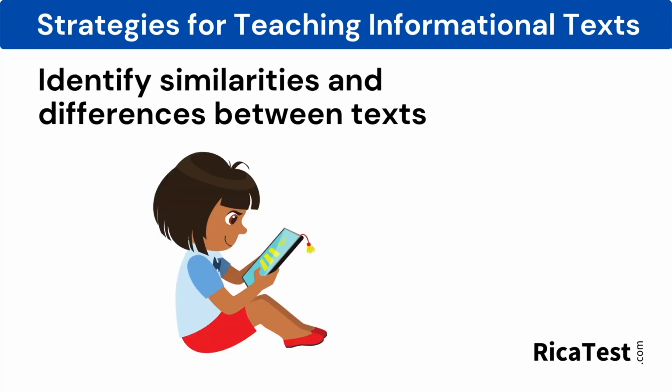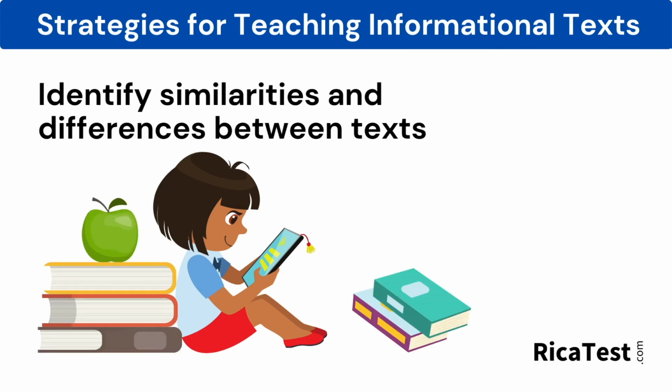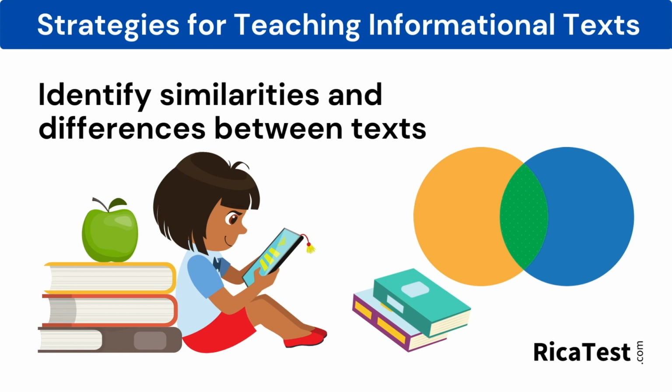The fourth strategy for teaching informational texts is to identify similarities and differences between two different texts. This is where students read 2 or more texts on the same topic and compare the information that they find. Teachers can provide a Venn diagram for students to write the information as they collect it.